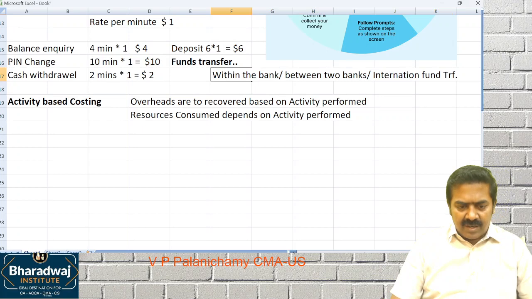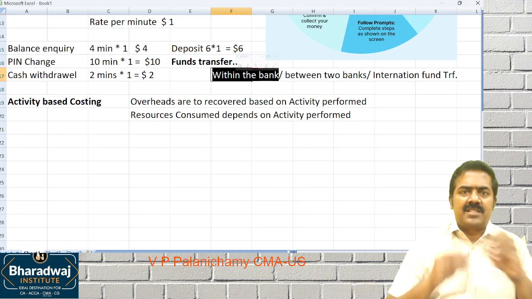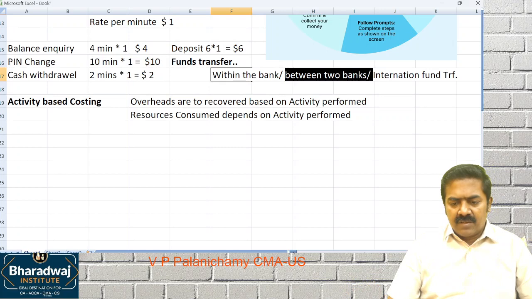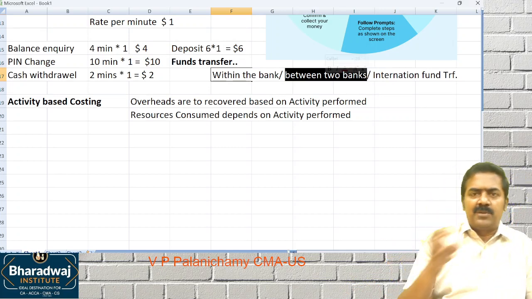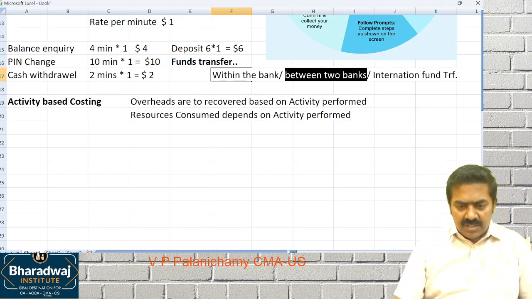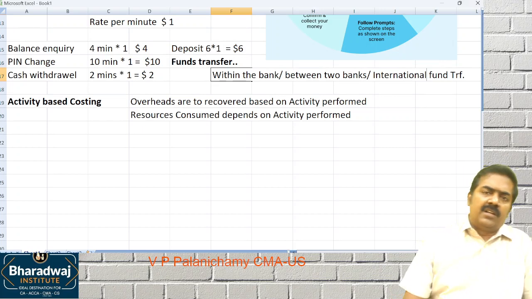Within the bank, a fund transfer costs nothing. One account is debited, another account is credited, just a journal entry that the system will pass. Between two banks, say from American Express Bank to Greenlace Bank, there is a clearing process involved, so you have to charge something to the customer. An international fund transfer involves conversion of foreign currency, brokerage, etc.